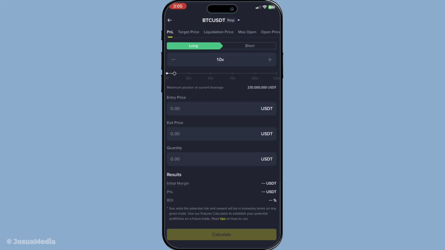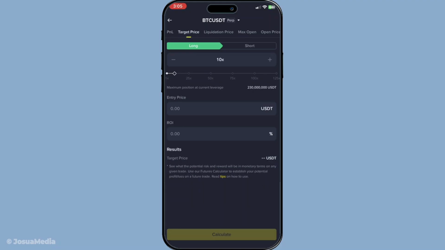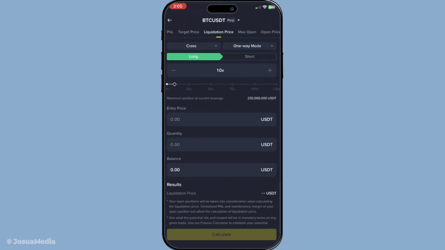Inside the calculator, you'll see a few modes that you can choose from. These modes include P&L, which stands for profit and loss, target price, and liquidation price. Each of these modes serves a distinct purpose depending on what aspect of your trade you'd like to analyze more thoroughly. Let's start with the P&L mode.